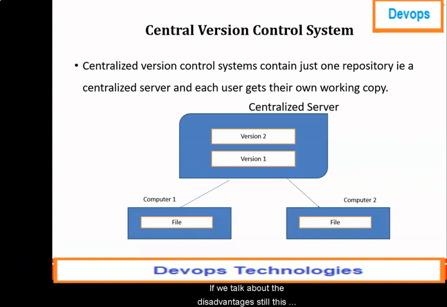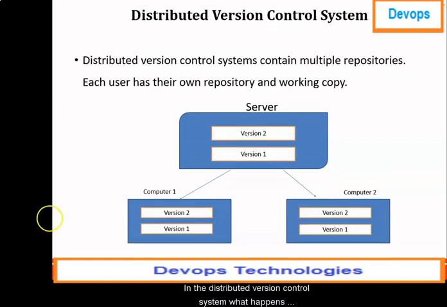If we talk about the disadvantage, the central server maintains all the code. If this central server goes down, other developers cannot do anything. Also, if something happens to the central repository server and it crashes, it is very difficult to recover the data. So the industry has moved to another approach, called the distributed version control system.